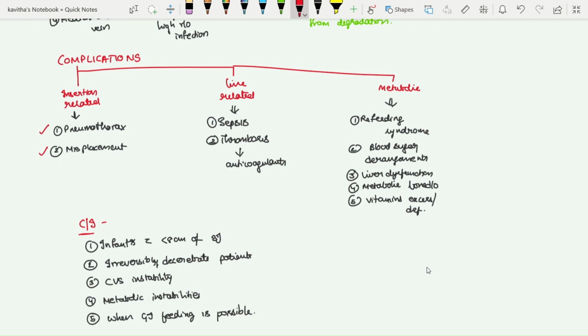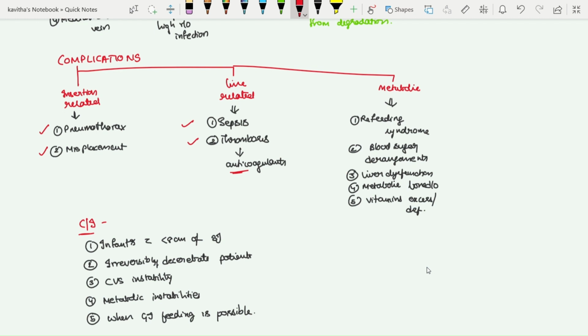Line-related complications are sepsis and thrombosis. If sepsis is suspected, then we should stop using the line, and paired blood cultures, that is from the line and from a peripheral site, should be sent for culture and sensitivity. If it is positive, then we remove the line and use antibiotics based on the culture sensitivity. For thrombosis, the treatment is anticoagulants, and we can prevent thrombosis by regular flushing of the catheter.